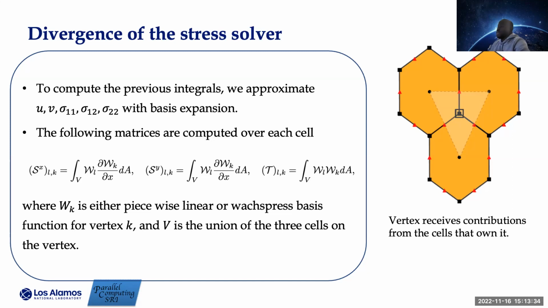In this context, we can use two different basis functions: either the piecewise linear basis function, or what we call the Wachspress basis function. The domain on which we are solving this problem, called V, is the union of the grid cells at a given vertex. If we discretize a domain using hexagonal cells, for a given vertex we have 3 cells connected to that vertex, so the union of those 3 cells is the domain on which we solve those integrals.